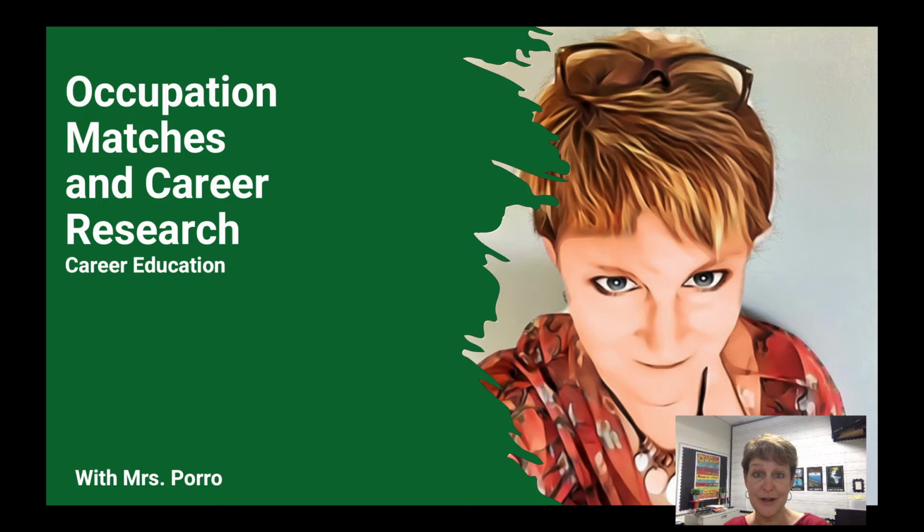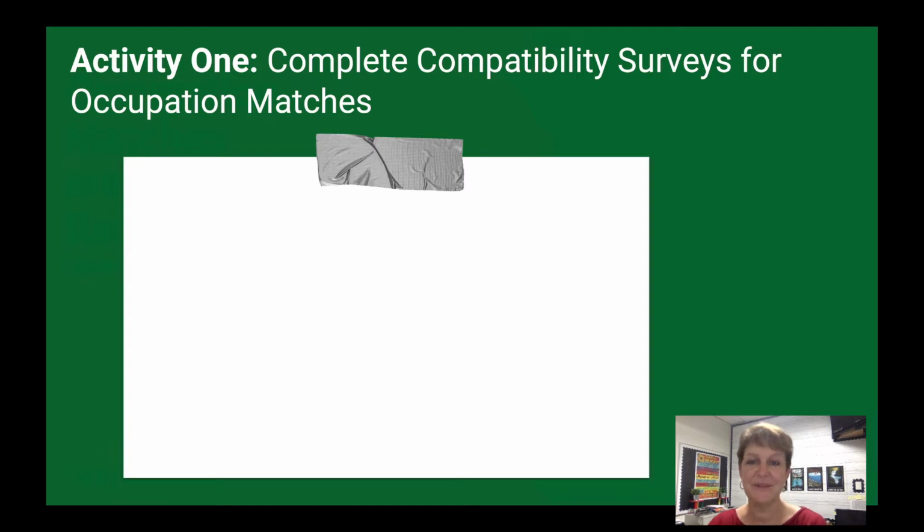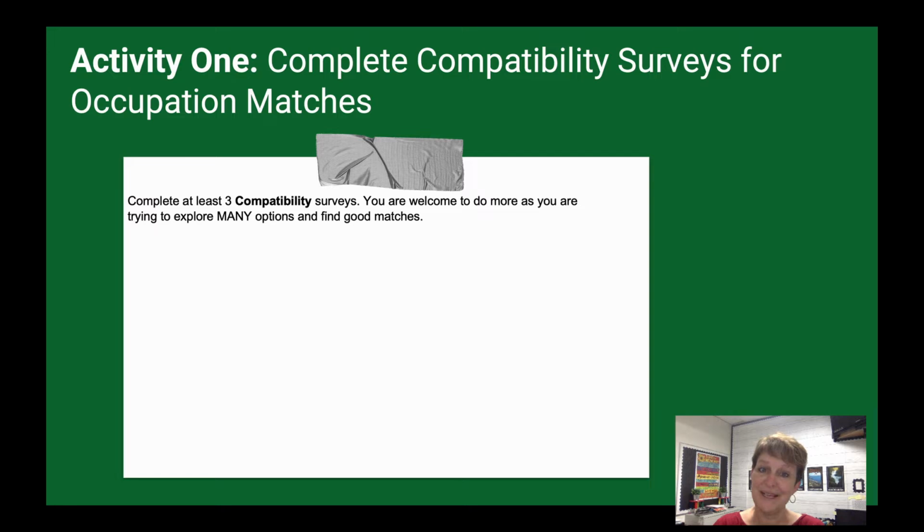This week we are looking at occupation matches and doing a little bit of career research. So your first activity is to complete compatibility surveys for occupation matches, and you'll complete at least 3 of these surveys, and you're welcome to do more as you are trying to explore many options and find good matches.